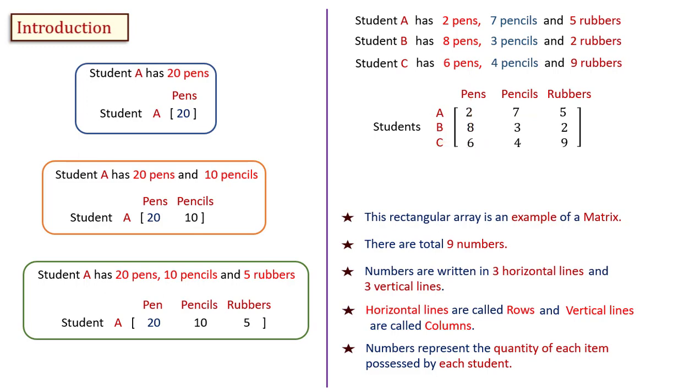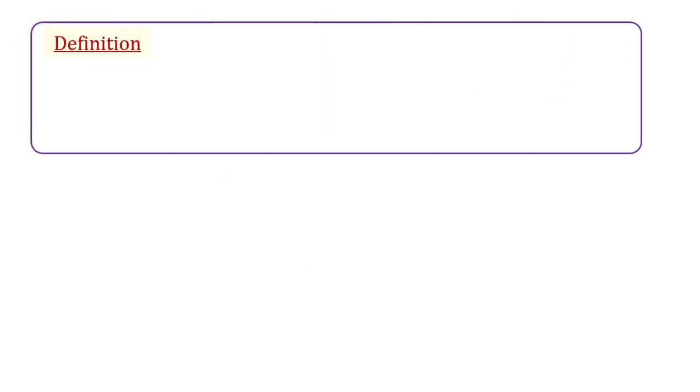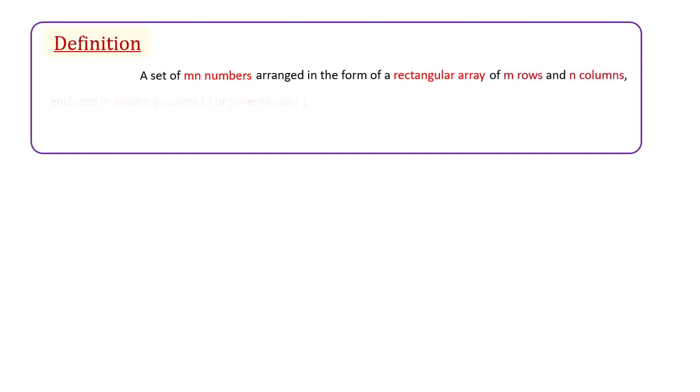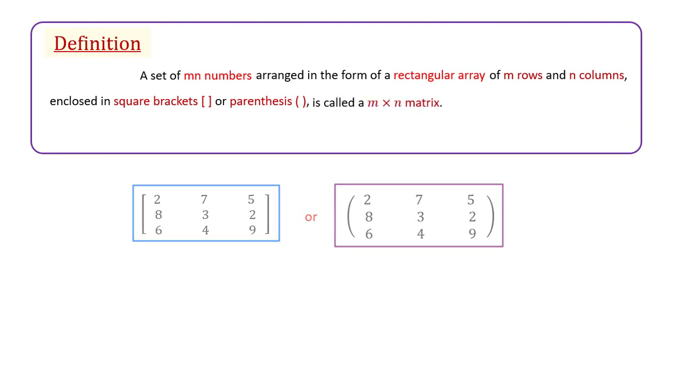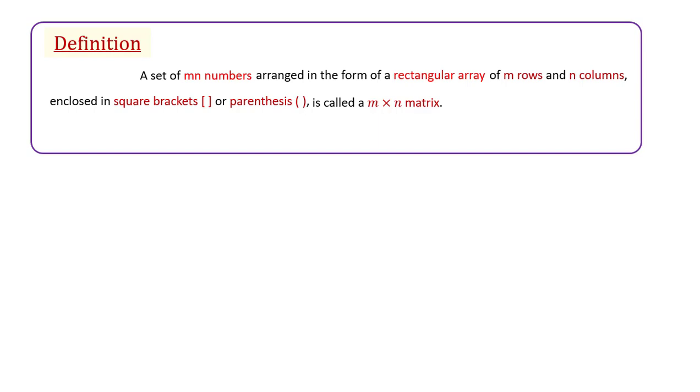Now we will discuss mathematical definition of a matrix. A set of mn numbers arranged in the form of a rectangular array of m rows and n columns enclosed in square brackets or parentheses is called a m by n matrix. Here we will read it as m by n, not m multiplied by n. In matrix, numbers may be digits, symbols, functions, or expressions.